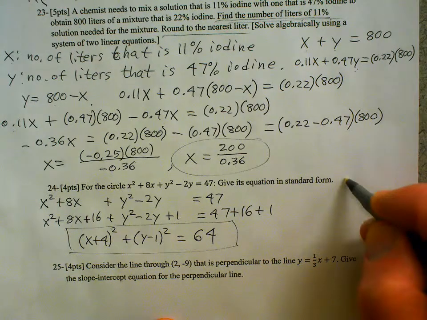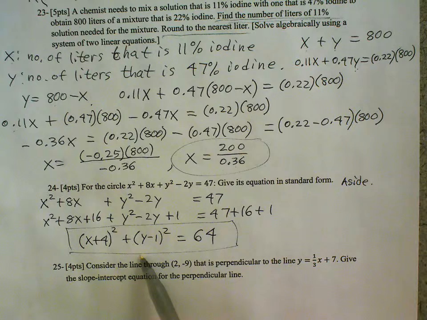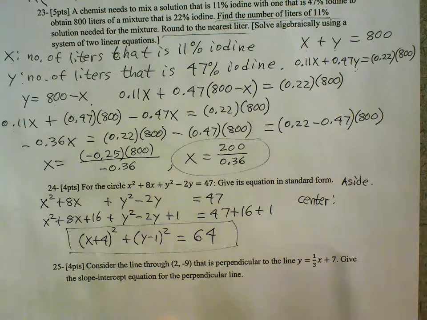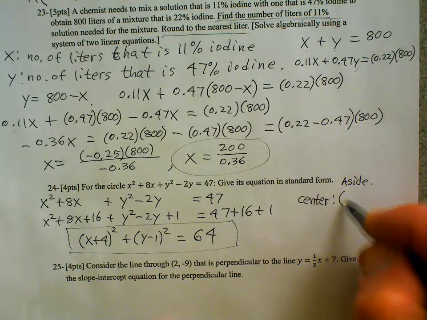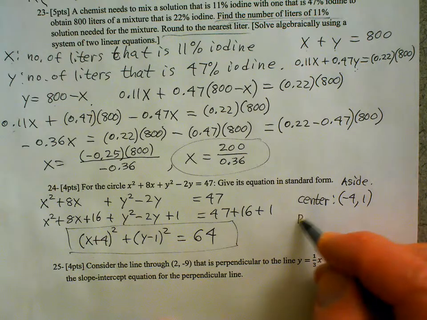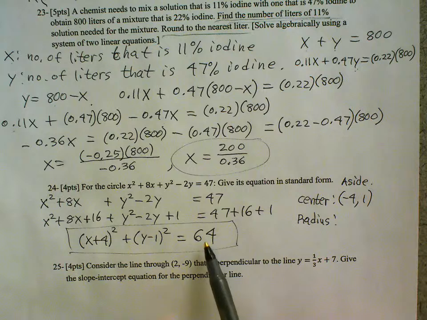So something you should be able to do, if you have the standard equation, then identify the x and y coordinates of the center. The center of the circle is the ordered pair, -4 for x and +1 for y. And the radius is the square root of 64, which is 8.